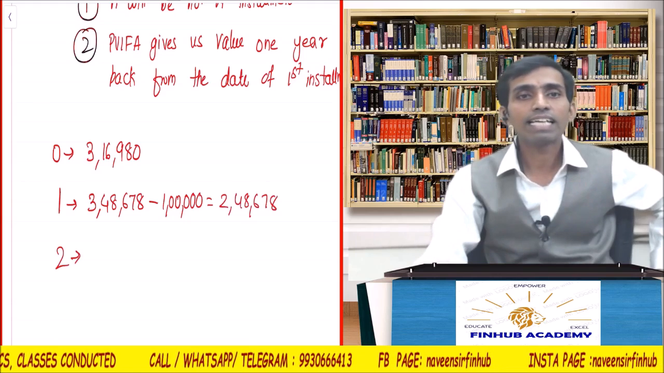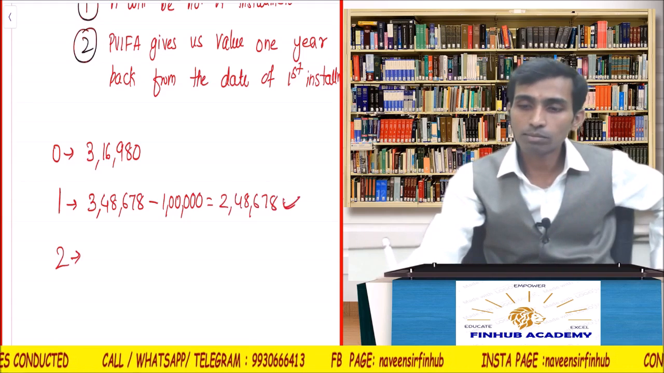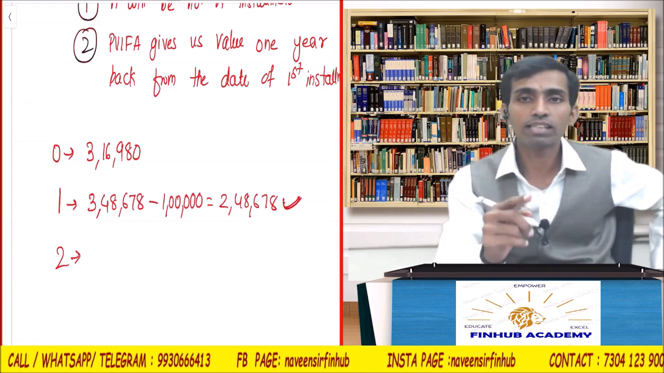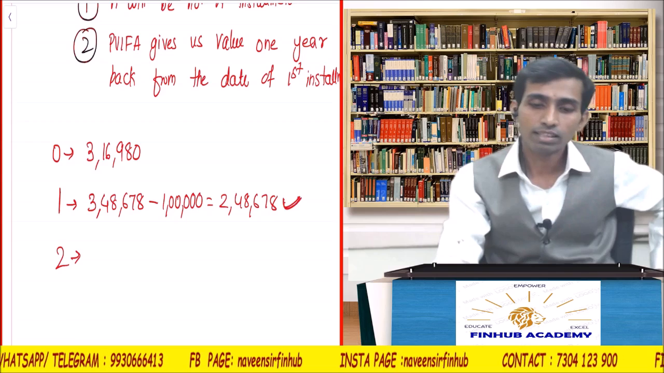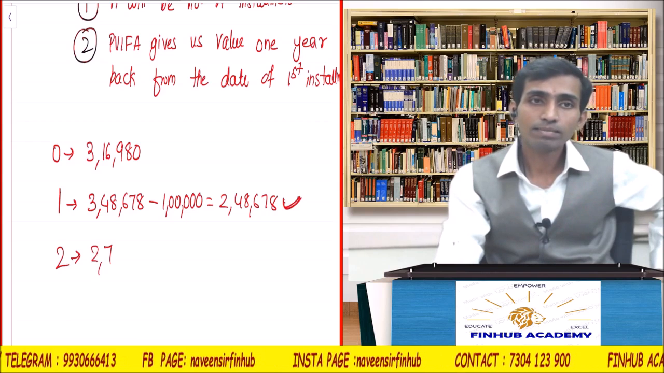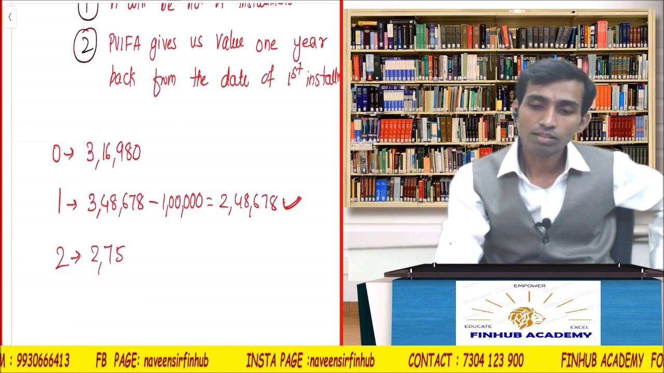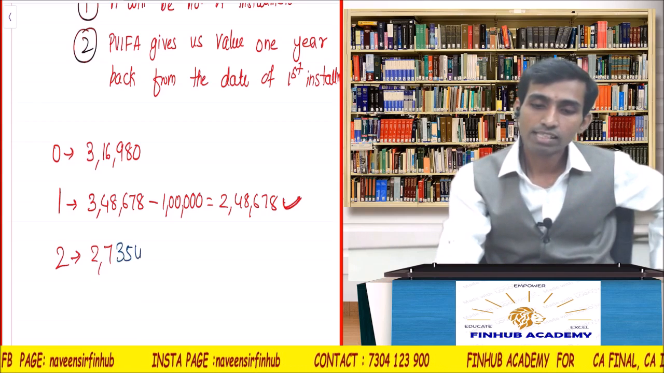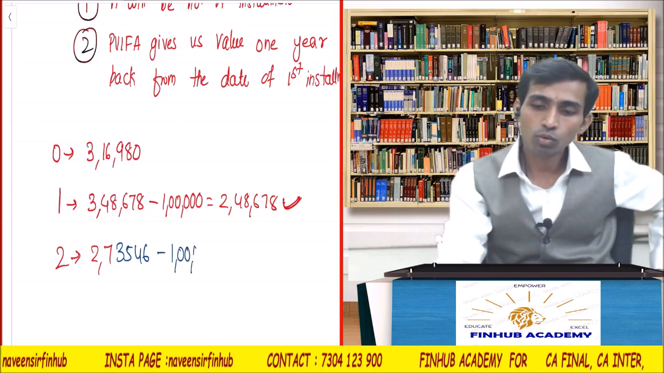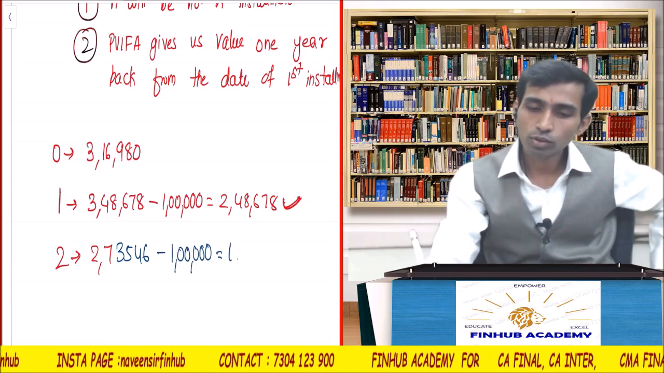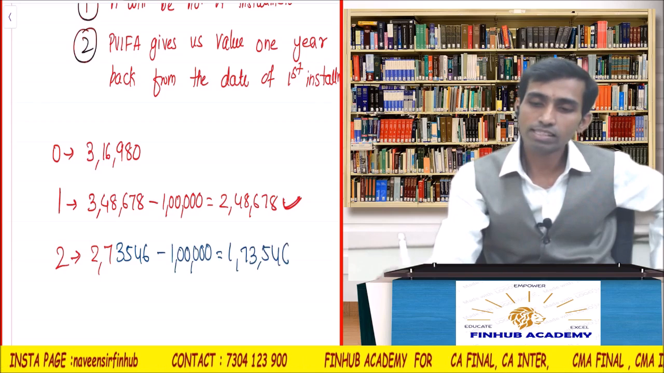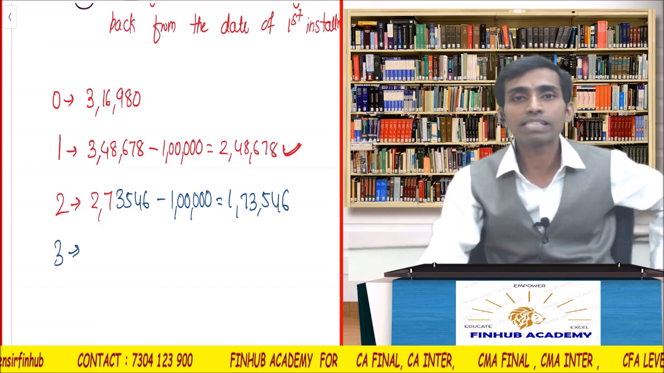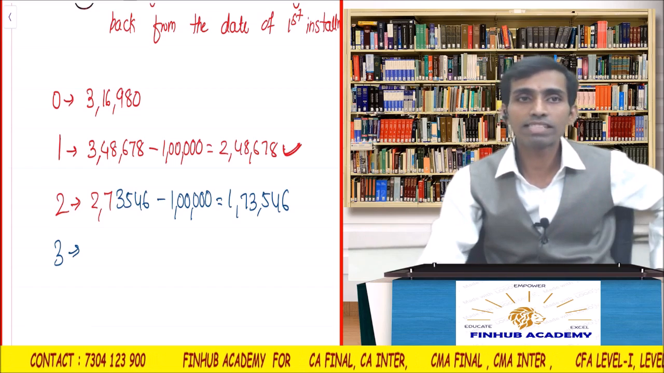In the second year, again you will get 10% on this amount. So 2,48,678 plus 10% on your calculator gives 2,73,546. Out of that, you will withdraw 1 lakh. You want 1 lakh at the end of the second year. So the leftover is 1,73,546. On this, you will again get 10%. 1,73,546 plus 10%. How much?